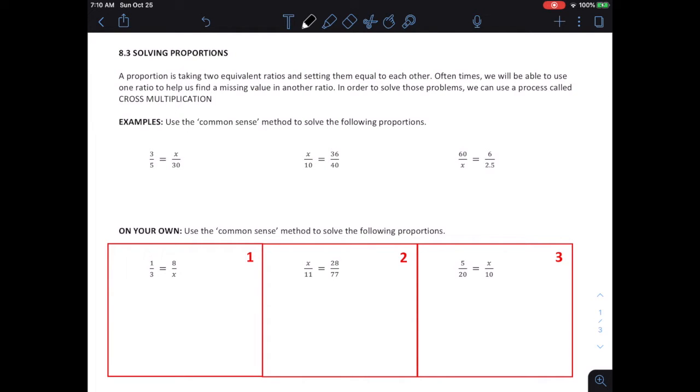And we have to use that process because it's not quite as simple as what we did last time, where we just looked at a fraction and took a number and multiplied it by the fraction to create an equivalent ratio. However, we can do that with some proportions, and we call it the common sense method. So in these first three examples, we're going to use the common sense method to solve the proportions.